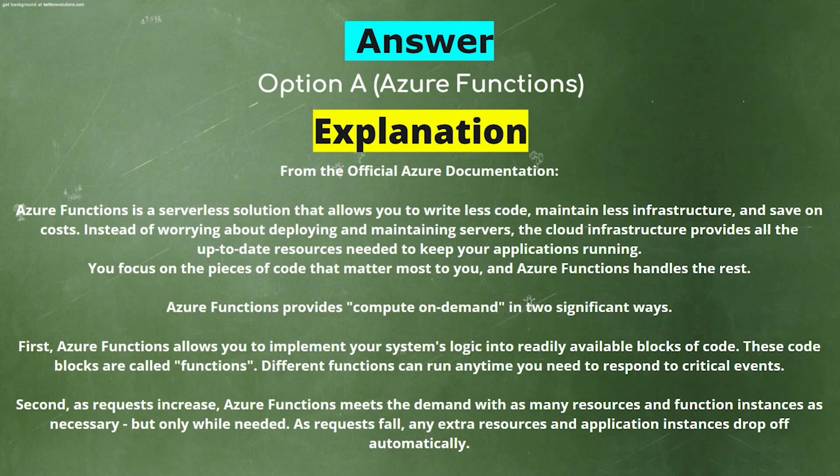Azure Functions provides compute on demand in two significant ways. First, Azure Functions allows you to implement your system's logic into readily available blocks of code. These code blocks are called functions. Different functions can run anytime you need to respond to critical events. Second, as requests increase, Azure Functions meets the demand with as many resources and function instances as necessary, but only while needed. As requests fall, any extra resources and application instances drop off automatically.